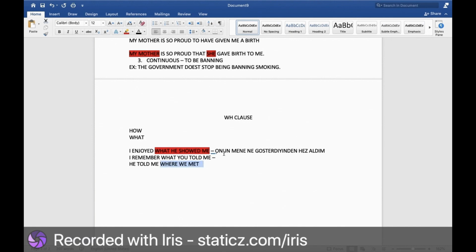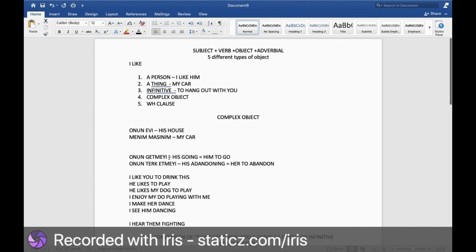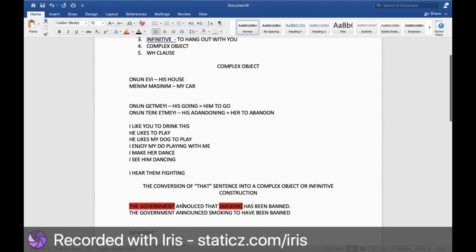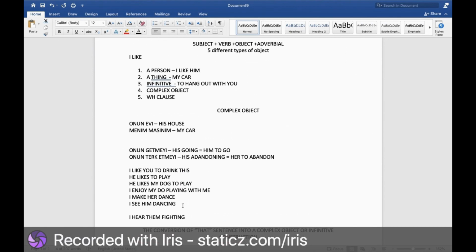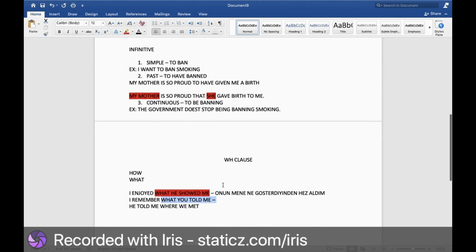So this is a very nice option to use a WH object, but just remember one thing. Objects follow transitive verbs. If your verb is not transitive, you cannot use any of these things in your sentence. If your verb is intransitive, then you have only adverbial options. But if your verb is transitive, then you can use one of these 5 objects in your sentence.